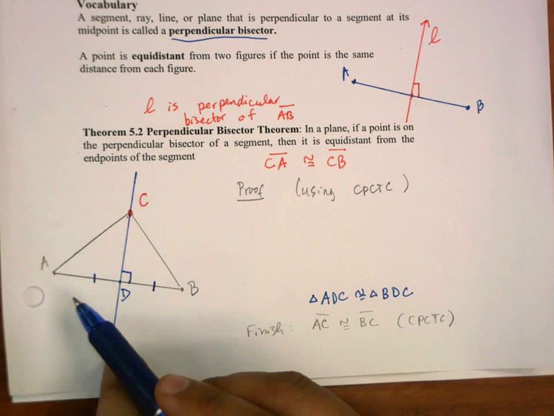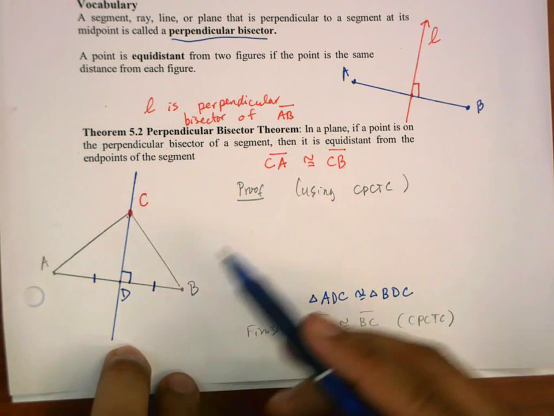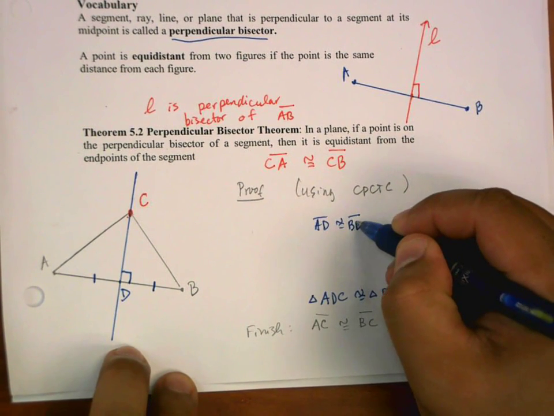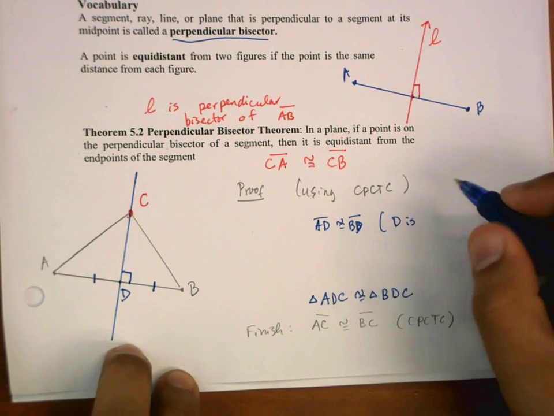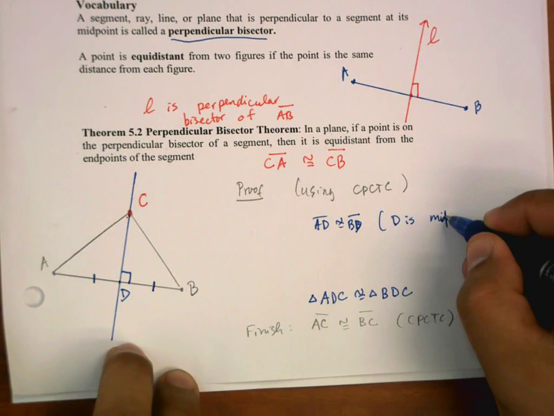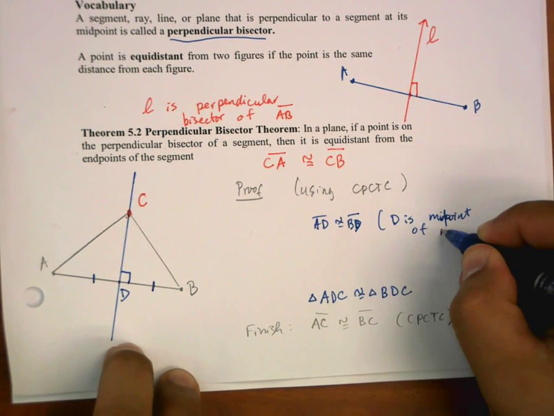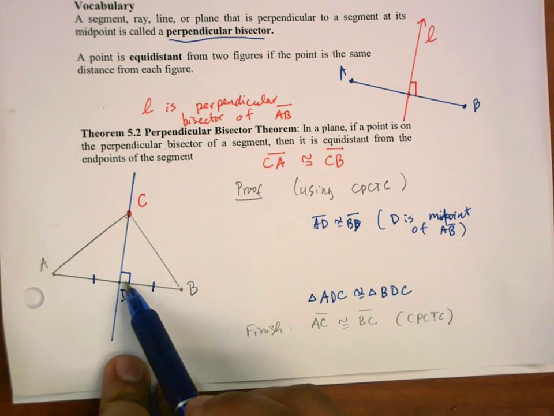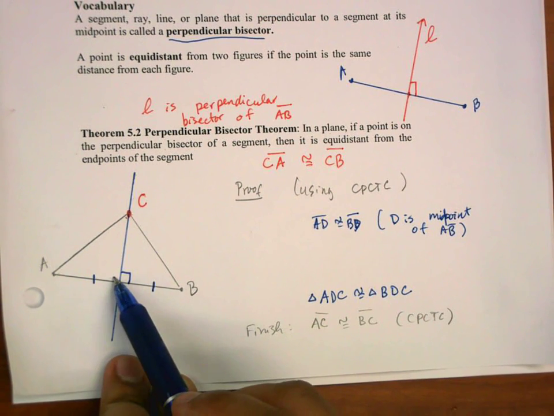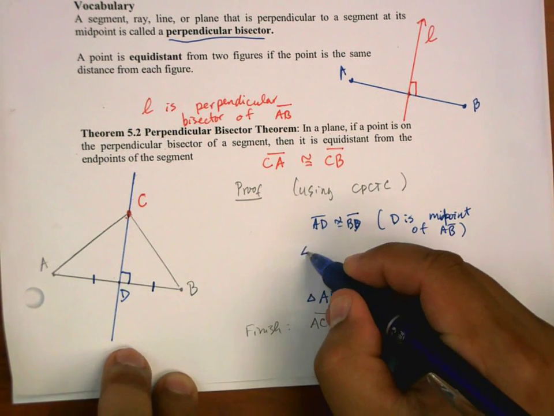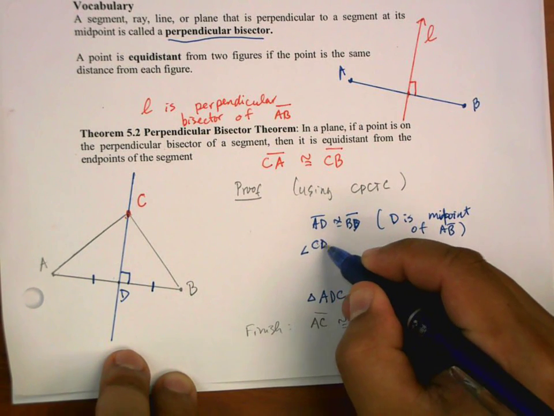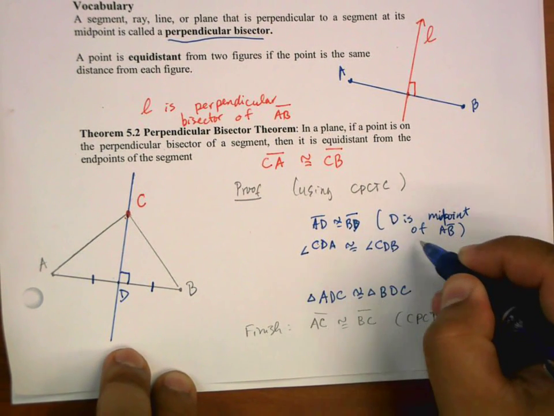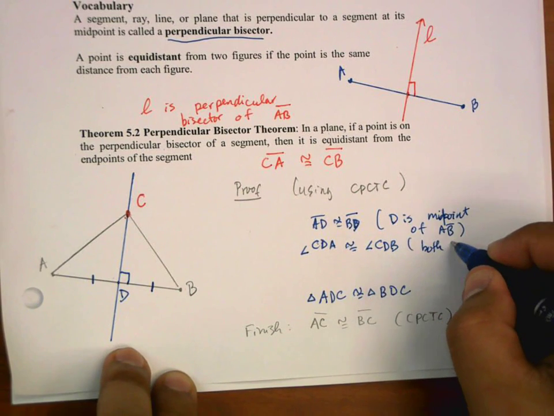Well, from the picture, we can see that AD is congruent to BD, because D is the midpoint of AB. Okay. Then we can see here that we have two right triangles, this one and the one that's a linear pair with it. So angle CDA is congruent to angle CDB, because they are both 90 degrees.